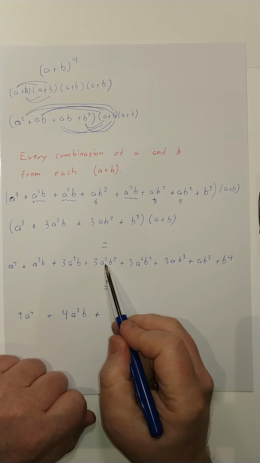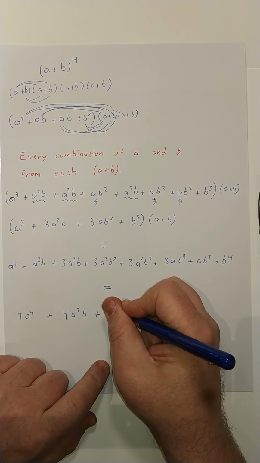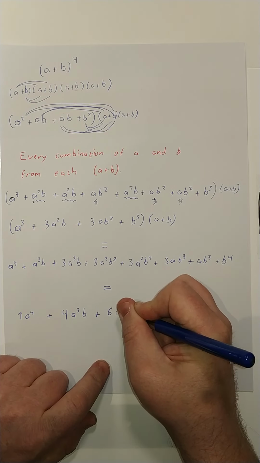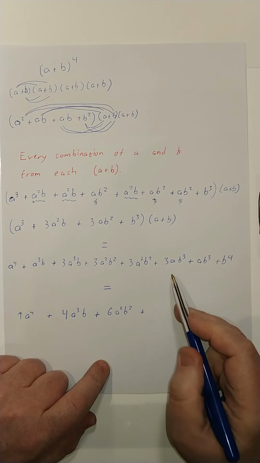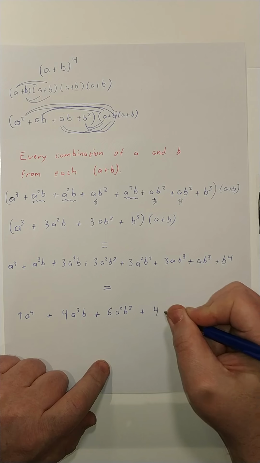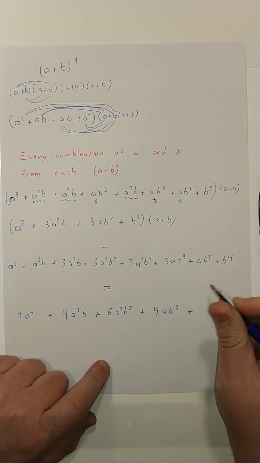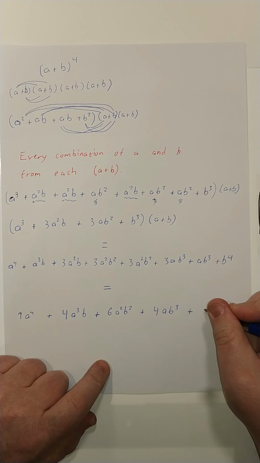We have 3a squared b squared and 3 more a squared b squared, that's 6 of them. 3ab cubed plus 1ab cubed. And finally, one last b to the fourth.